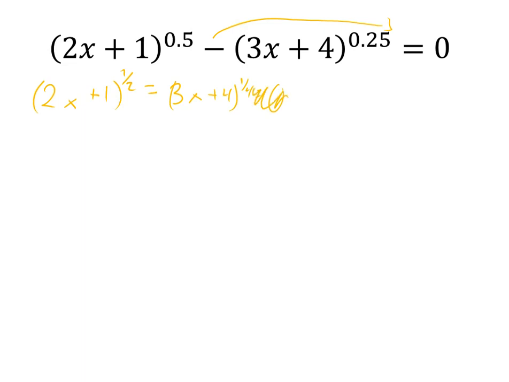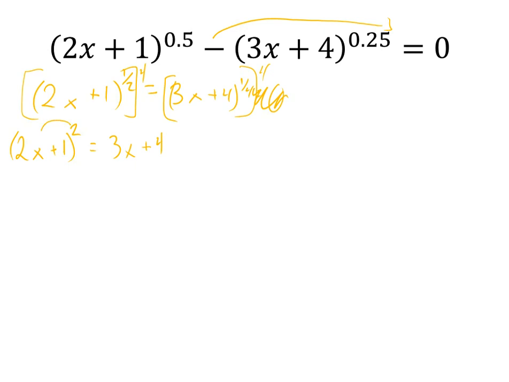Now, what do we have to multiply to get rid of the fraction on both of these? Well, we're going to multiply both of them by 4. The reason I'm doing that is because I want to get rid of both fractions. Now, when I multiply this one by 4, I get 2x plus 1 squared is equal to 3x plus 4. This one, 4 times 1/4 is 1. 4 times 1/2 is 2.